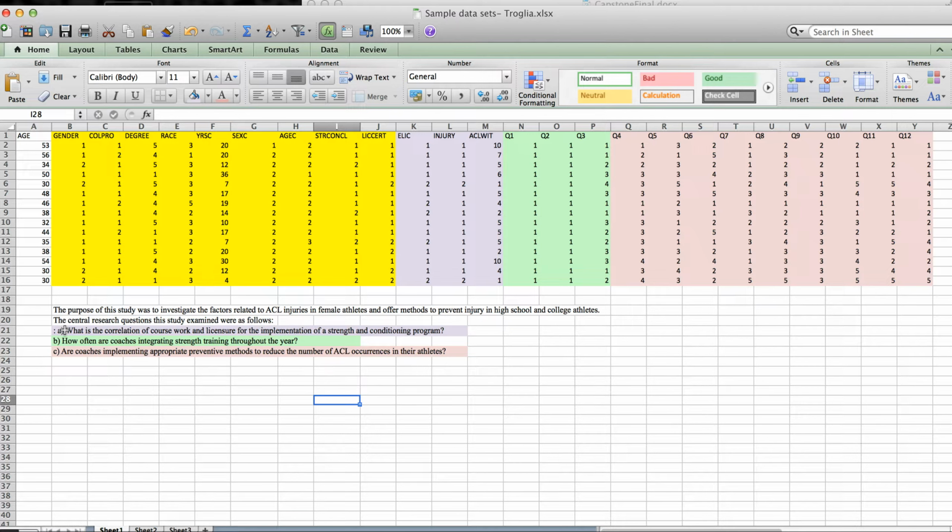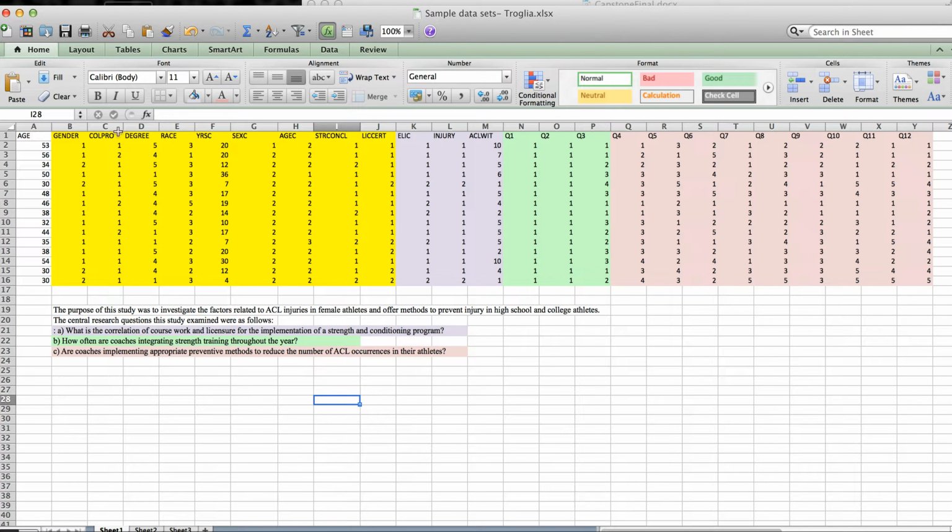What is the correlation of coursework and licensure for implementing a strength and conditioning program? How often are coaches integrating strength training throughout the year? And then, are coaches implementing appropriate preventive methods to reduce the number of ACL occurrences? And she located those factors that would prevent injuries from actual research. So you can see that N for her was 15.